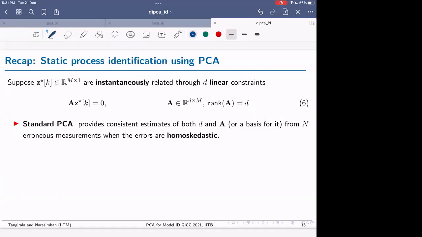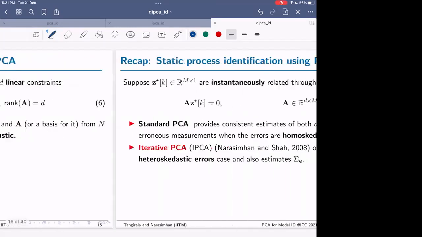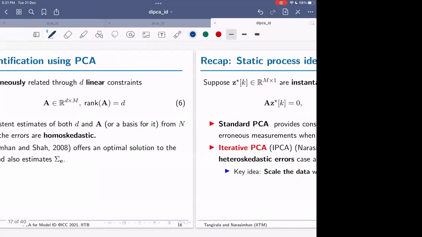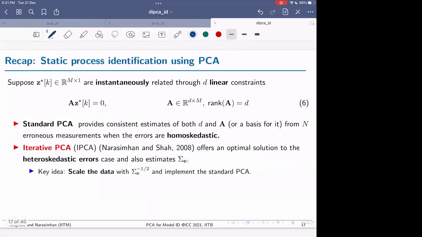So just to quickly recap what we have learned in talk 2 and 3: suppose Z star K are instantaneously related through D linear relations or constraints, then the standard PCA provides consistent estimates of both D and A when the errors are homoscedastic, and iterative PCA is able to offer the same solution for the heteroscedastic errors. So for homoscedastic, you can use PCA, and for the heteroscedastic case, you can use iterative PCA. And in both cases, the model, the constraints as well as the noise variances are identified.